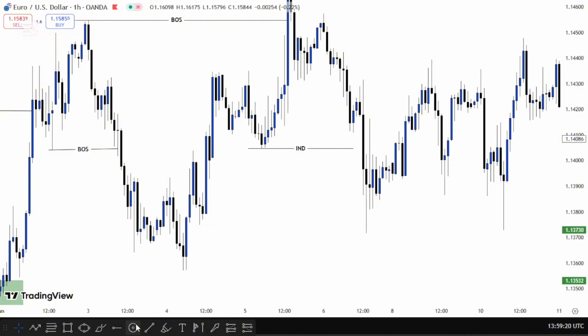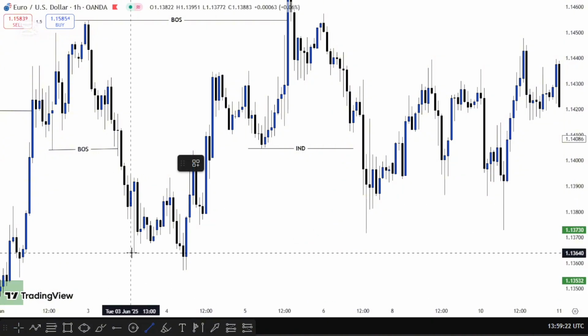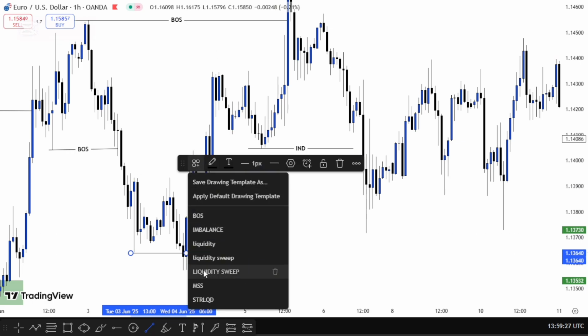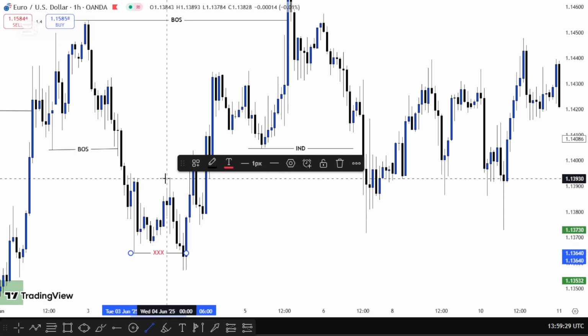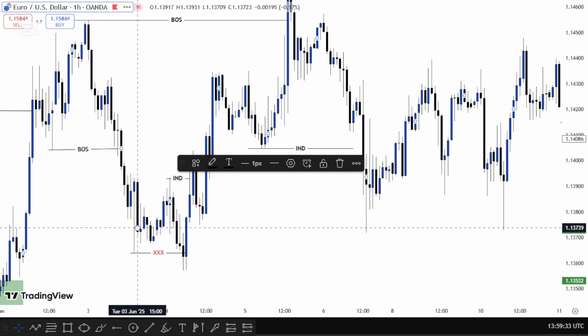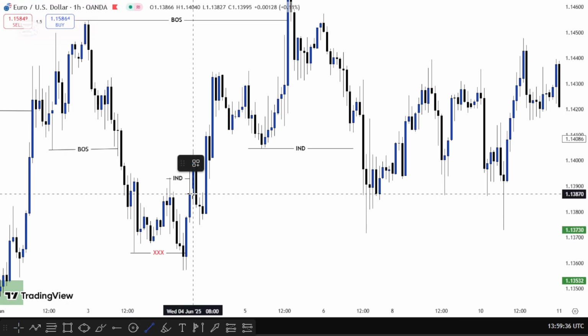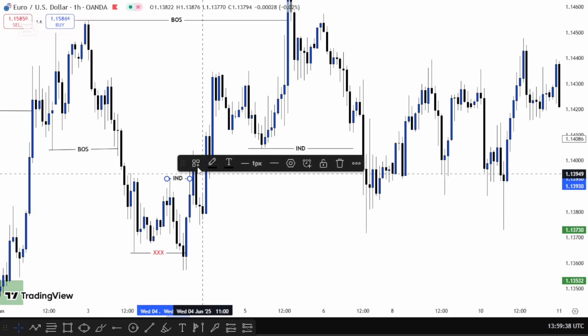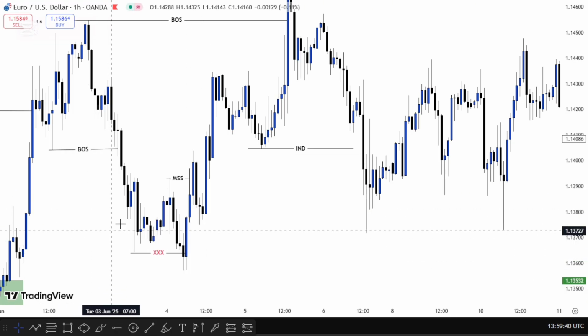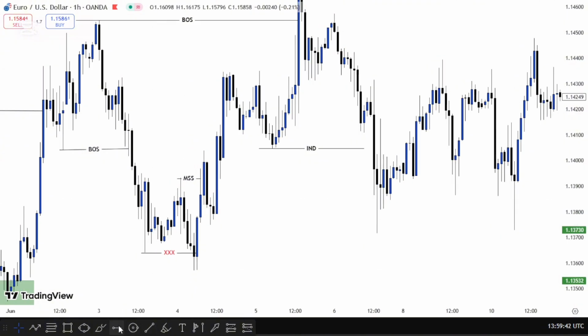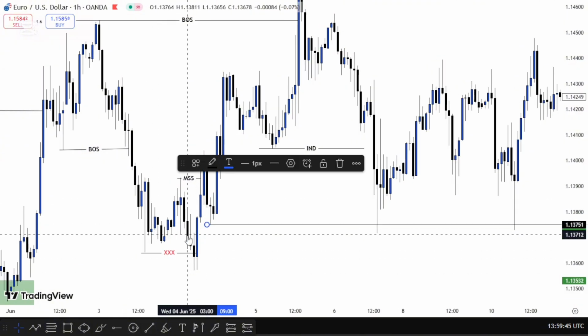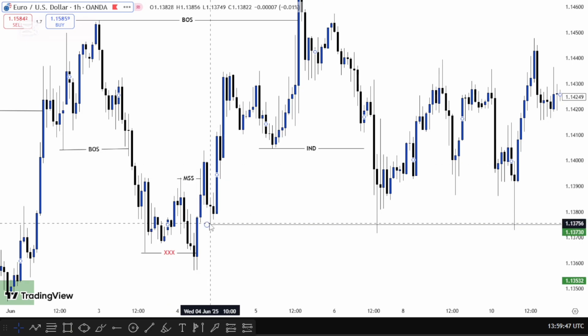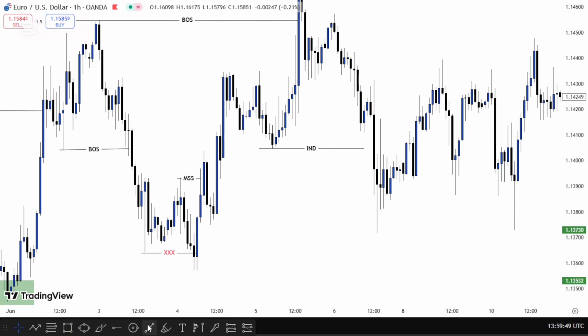Right here, let's look at this. We have a sweep of what liquidity. Since we have a sweep of liquidity right there, we have a market structure shift right there. So that has actually validated something. Then here we have a pullback which provides our inducement level, our structural liquidity. So we're just going to go ahead and mark this out.